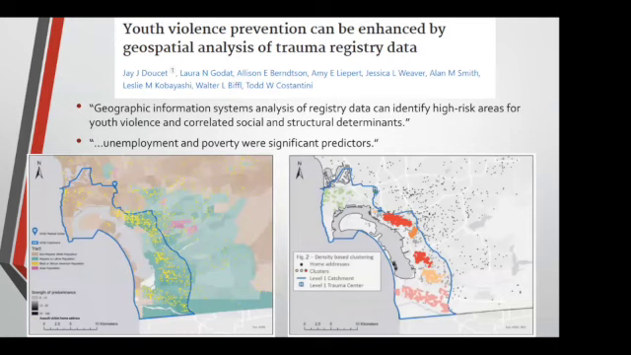On the right-hand side, they then completed a cluster analysis to identify statistically significant clustering of those incidences, and how they've color coordinated those. And then their conclusions: geographic information systems analysis of specifically registry data can identify high-risk areas for youth violence and correlated social and structural determinants. They specifically found that unemployment and poverty were the significant predictors of where these clusters would occur.